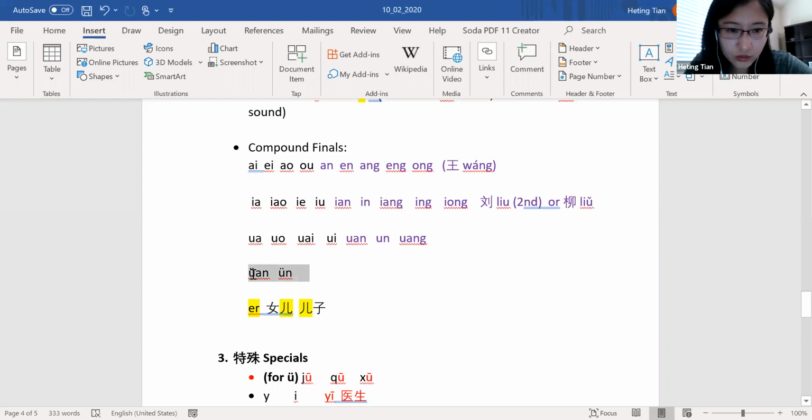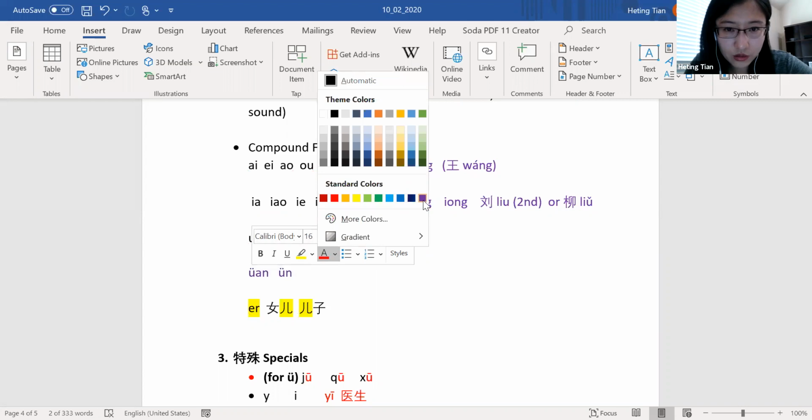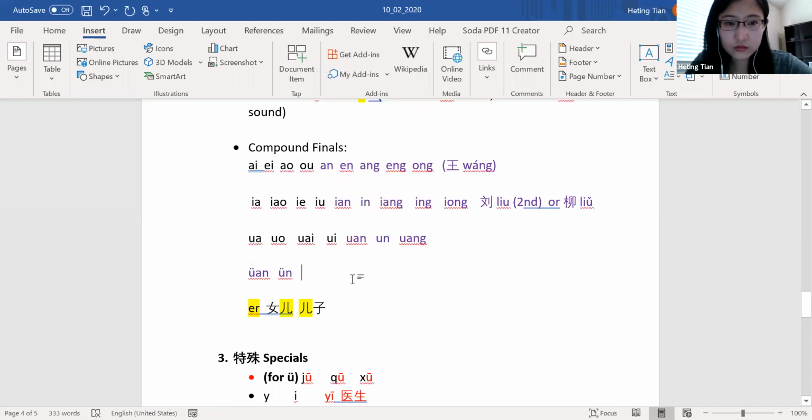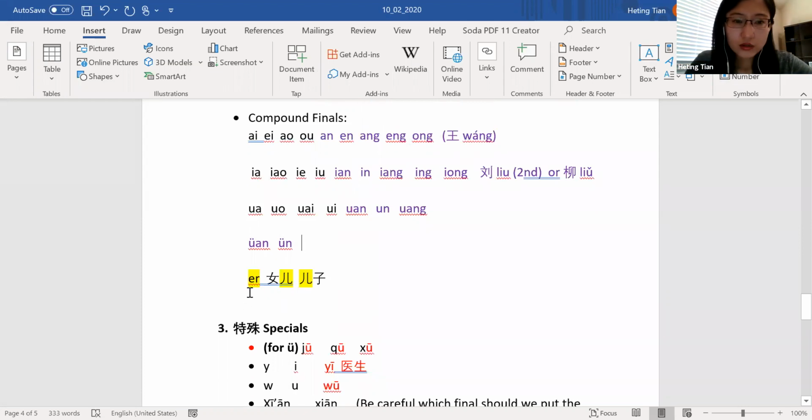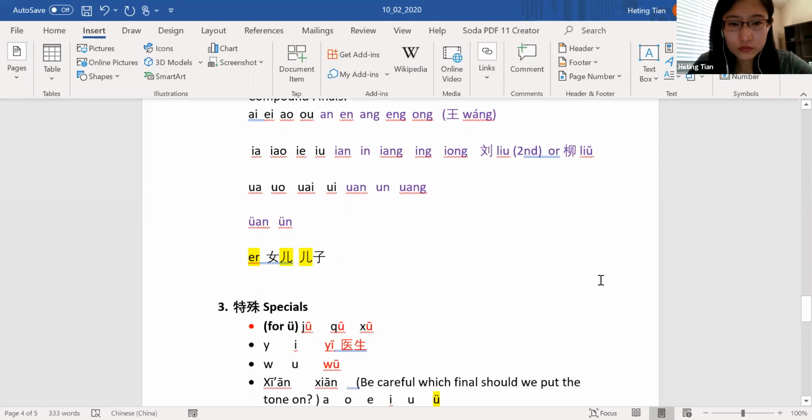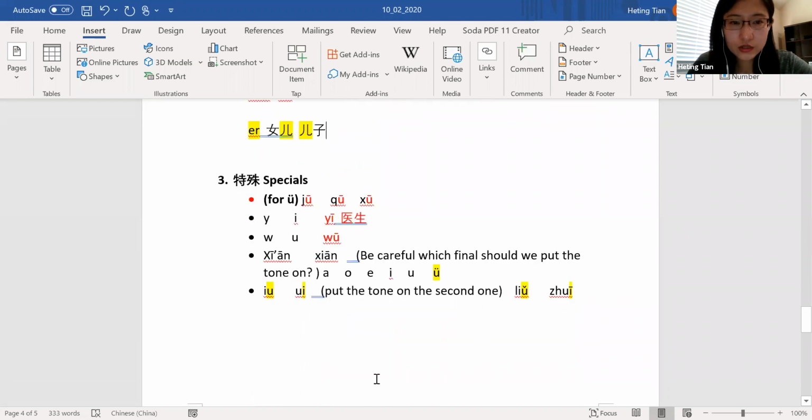When you see the n here, that means the nasal sound. Okay, they are all nasal sound. Yuan, yun. Next one is er. 女儿，儿子。 Next part is specials, 特殊 specials.